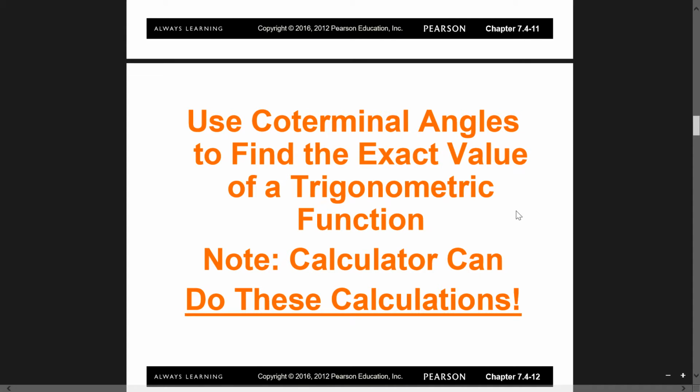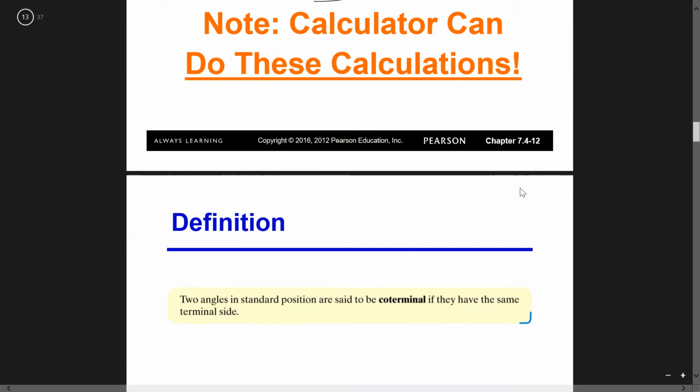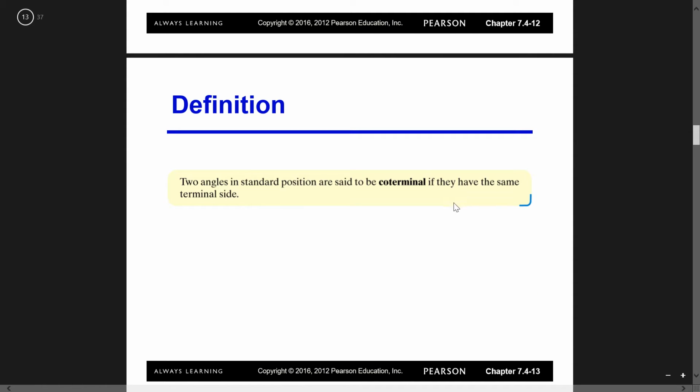Now, this is a calculation here that we don't necessarily use all that much anymore because you can use your calculator to do the calculations. But this is using what we call a coterminal angle to find the exact value of trig functions. Note, you can always check these with your calculator, and I expect you to do it on your test.